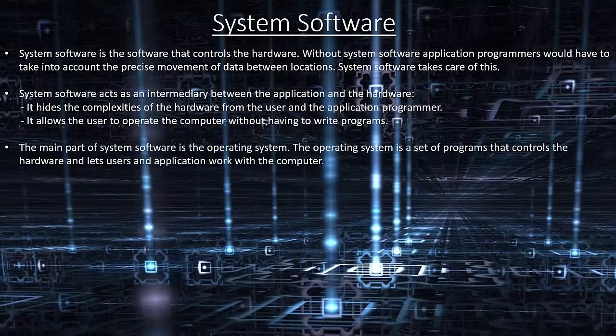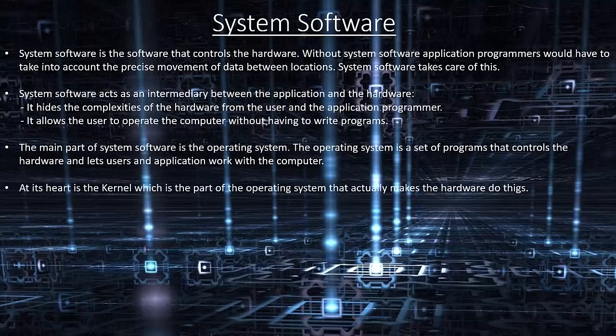The main part of system software is the operating system. The operating system is a set of programs that controls the hardware and lets users and applications work with the computer. At its heart is the kernel, which is the part of the operating system that actually makes the hardware do things.